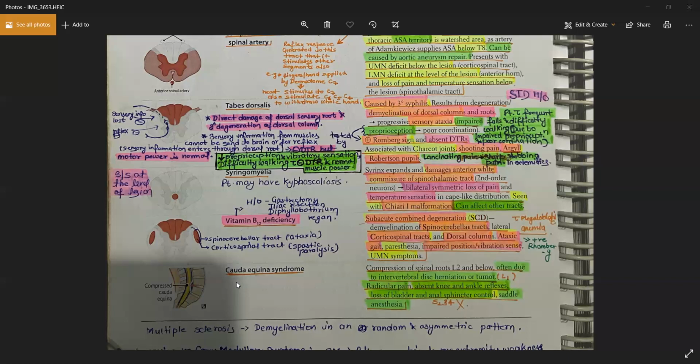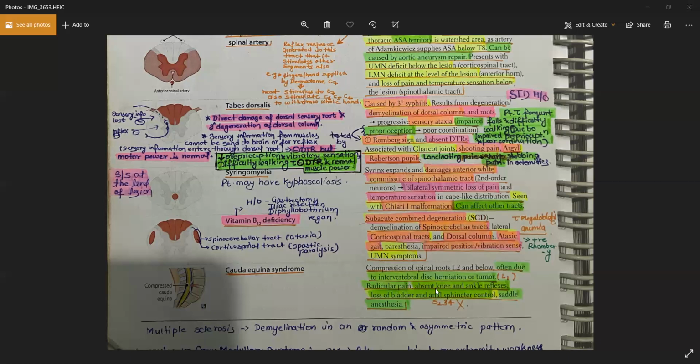And you will have a loss of all the pain, all the temperature, all the vibration senses, right? All the muscle fibers will get damaged in the cauda equina syndrome. It often happens due to intervertebral disc herniation or a tumor. Sometimes you will have a radicular pain, just like we've discussed previously. Whenever you have a nerve compression, you can have the shooting-like pain, right? And this pain travels all the way down your leg in all the regions supplied by that nerve root, all the dermatome. So it will be a radicular pain.